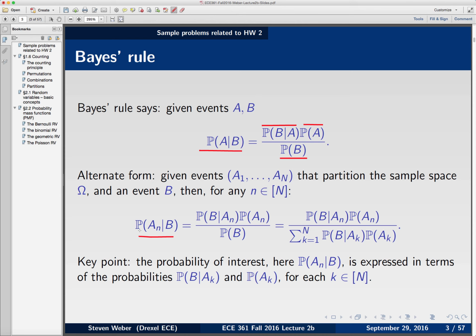For here we see we can express the desired probability of AN given B in terms of the probabilities of B given AK and the probability of AK. Note that going from this expression PB to this denominator here is simply the law of total probability, leveraging the fact that A1 through AN is a partition. We'll see how to apply this in a few slides.